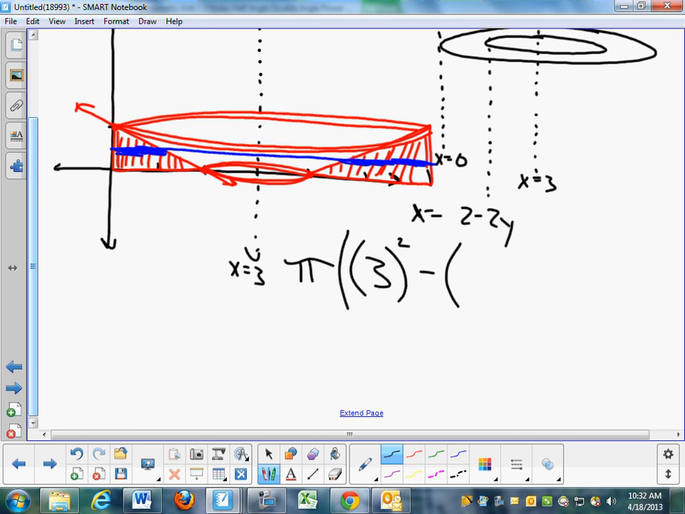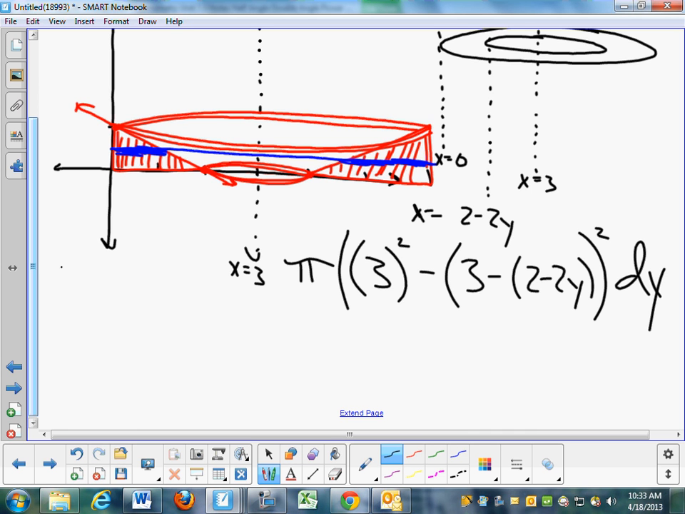Minus my small radius. Now, this is where the mistake happens. A lot of people will go 2y or 2 minus 2y, and then they'll subtract 3. Again, you have to start from the right and move to the left, okay? Always, always, always. So 3 minus, parentheses, 2 minus 2y squared dy. That's the volume of one of the washers, correct? So I always go right, subtract, left.